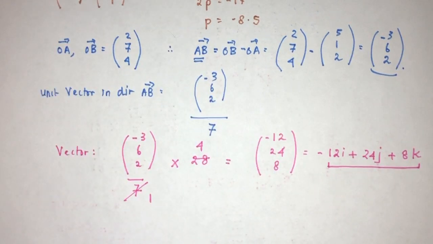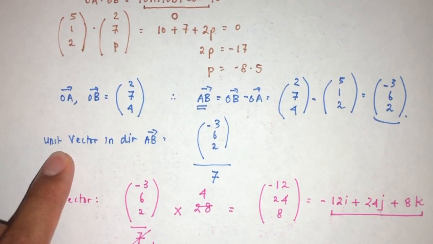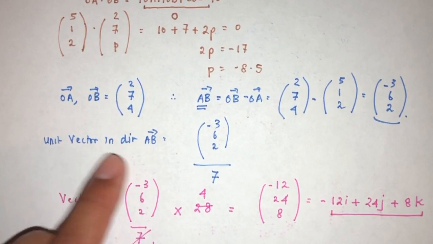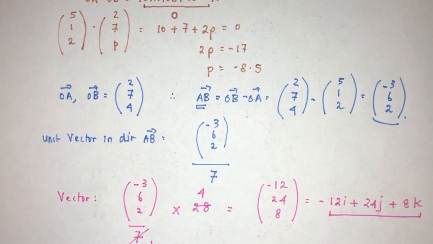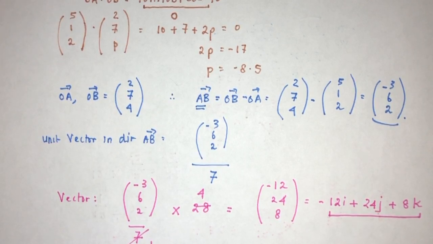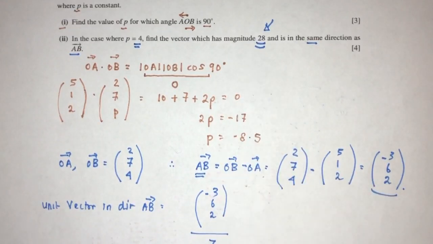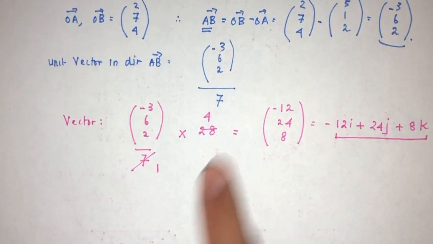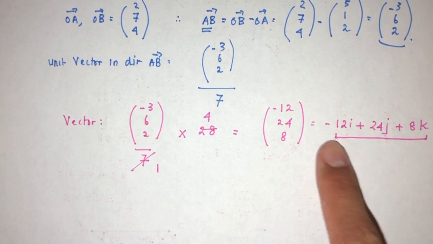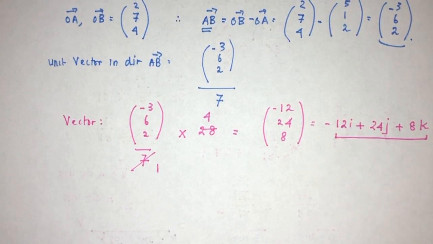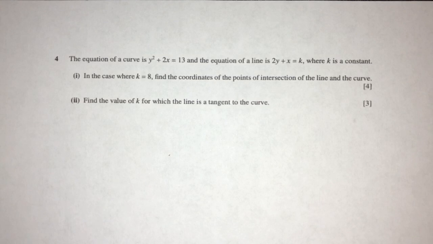So how do you find this? First, you have to find the direction of AB. Then we have to find the unit vector in the direction of AB, which means the magnitude is 1 in the direction of AB. But now we know the vector has magnitude of 28, so we have to multiply by 28 to find that vector. And then express this in terms of i, j, and k. Now let's move on to the next question.